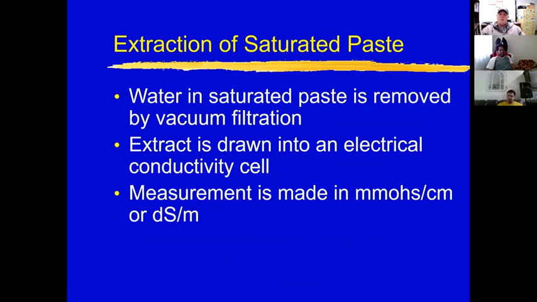All right. So again, with the saturated paste, what we do is we take the soil and mix it into a paste, and it's not like there's standing water in it. It's just basically a mud sickle. We put it under a vacuum with a filtration system, and the extract is drawn out, and then we run it through a conductivity cell.